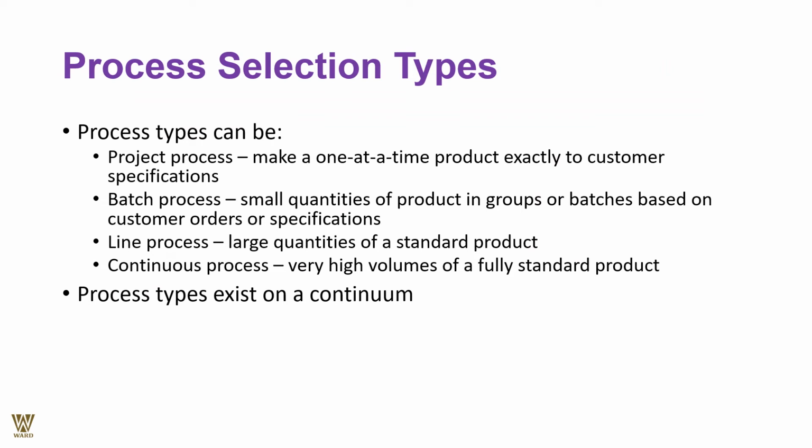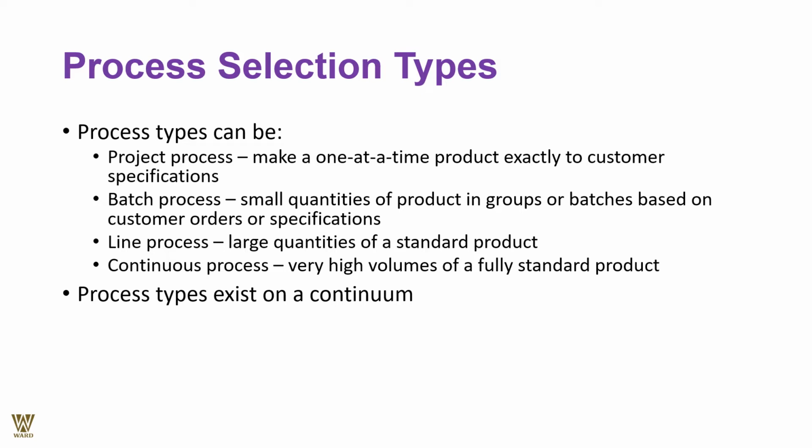Now, process selection types, there can be four types. Did I say anything about batch production? Yes, I mentioned it in the previous slide. Batch production: batch 1, batch 2, batch 3. And the example that I cited was your normal skin, your dry skin, your oily skin, and so on and so forth, the process for manufacturing your creams. Project process makes one product at a time exactly to the customer specification. Batch process is small quantities of product in a group or batch based on the customer's order or specification. Line process is large quantities of standard product. Continuous process is very high volumes of fully standard products.